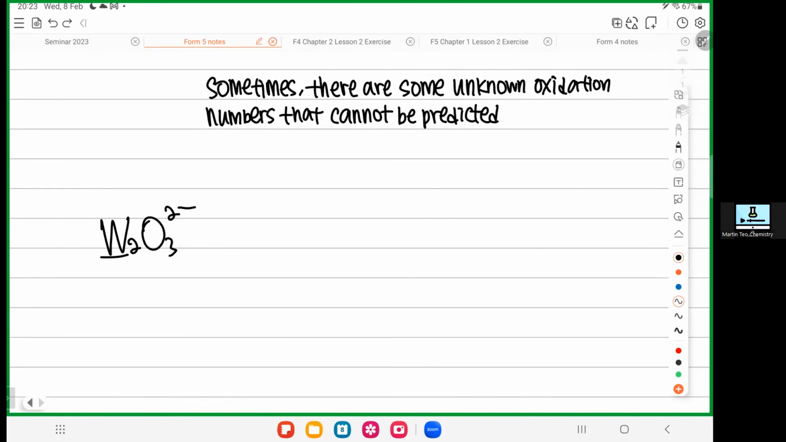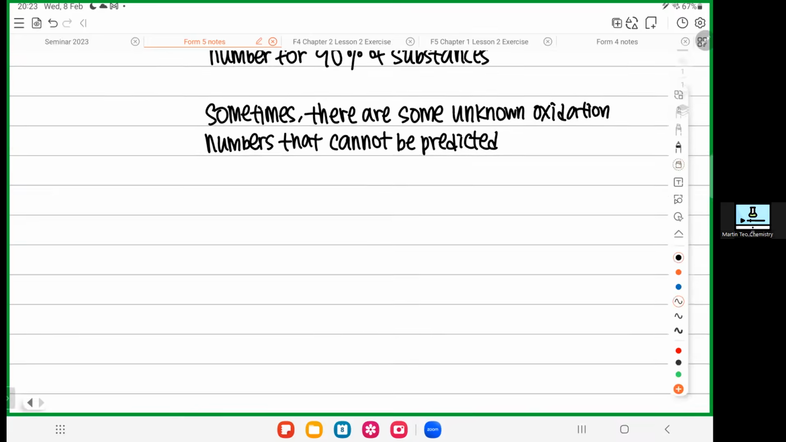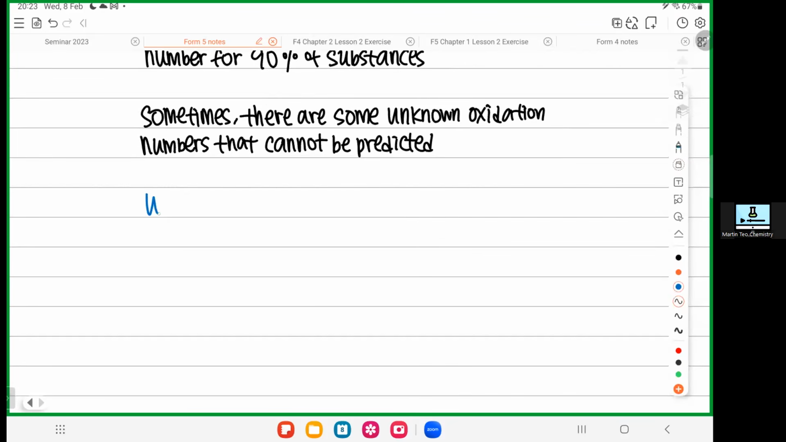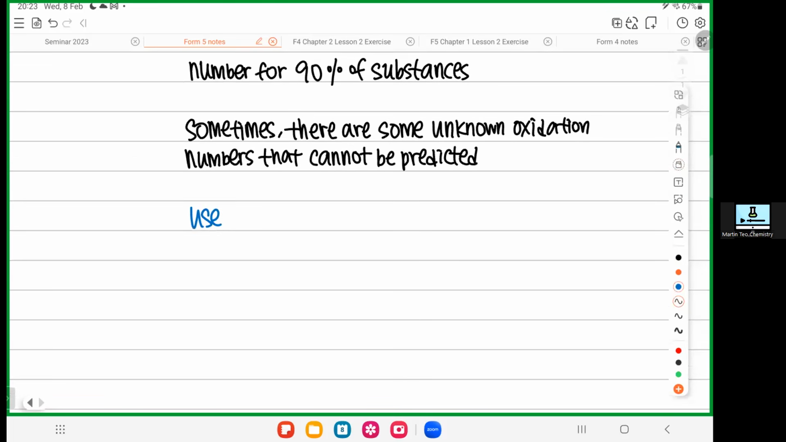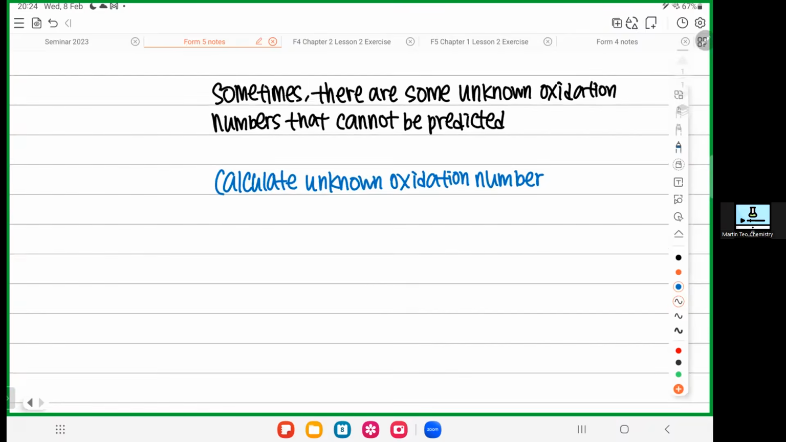So what should we do? Here you should use a method. I'll teach you how to calculate the unknown oxidation number. I'll use probably 4 to 5 examples to let you see the idea. If you still don't understand, let me know. So how do we calculate the unknown oxidation numbers?